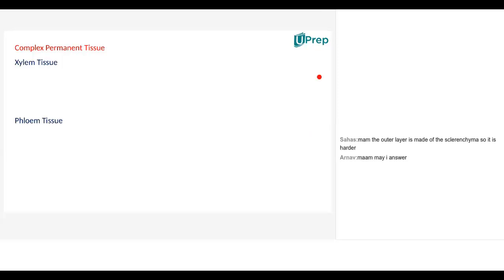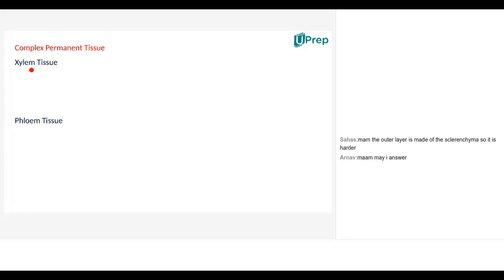Xylem and phloem. Okay. So xylem is again made up of four different types of tissues, and phloem is also made up of four different types of tissues. But basically, xylem will perform only one function and phloem will perform only one function. So basically, they will perform the same function, but they possess different categories of cells. Okay, in xylem you will have four categories, and in phloem we will have four categories.